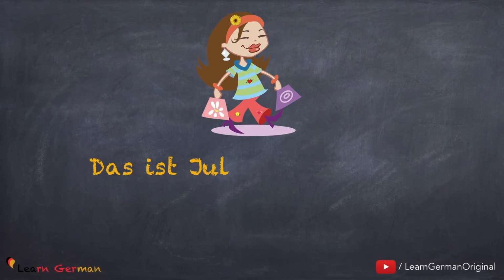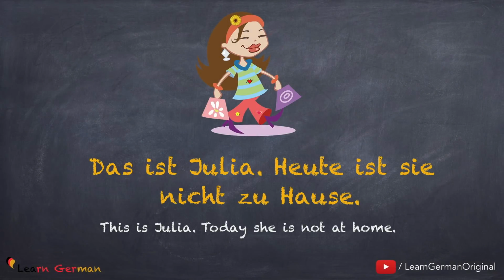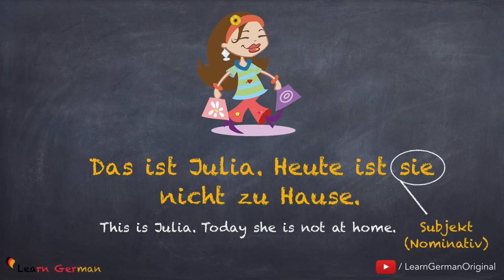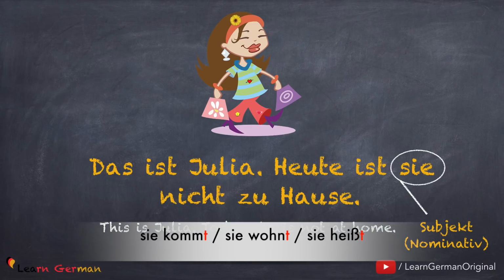Here's the first example with sie im Nominativ. Das ist Julia. Heute ist sie nicht zu Hause. Do remember that the conjugation of the verb with sie will be in the third person. Generally, the verb takes the ending t. For example, sie kommt, sie wohnt, sie heißt.